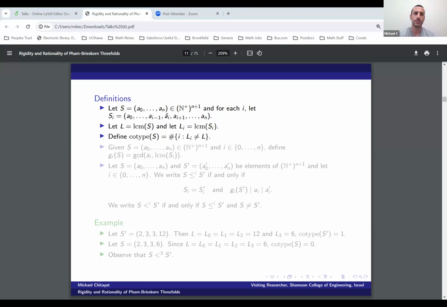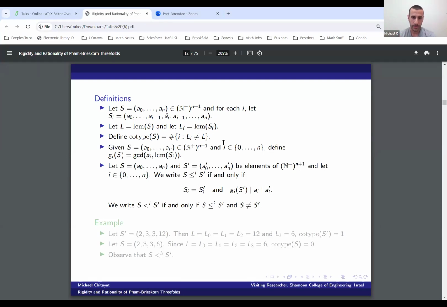Okay, I'll continue. So we need to define certain relations between tuples of positive integers. So we let S be an n+1 tuple, and for each index i, we let S_i be that same tuple, but with the ith entry removed. And then we define L to be the LCM of all of these. And we define L_i to be the LCM of that same tuple, but with the ith index removed. And then we can define the cotype of a tuple to be the number of indices such that this L_i, the LCM, is different from the LCM that you started with. And for each tuple S, it follows that the cotype is between 0 and n+1.